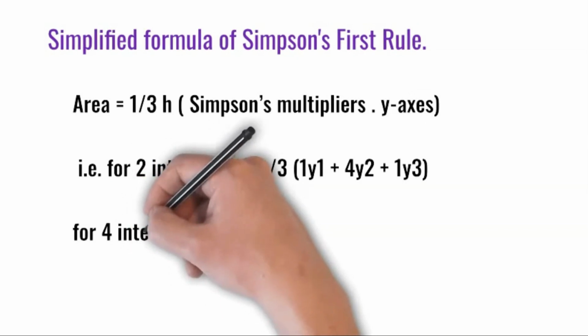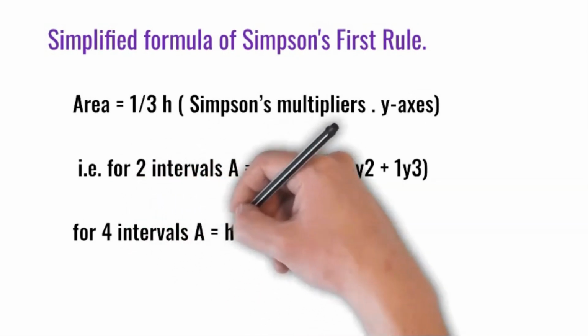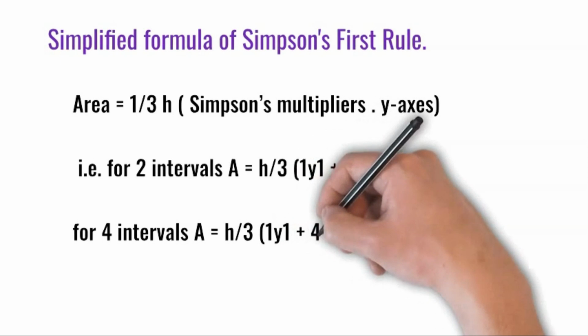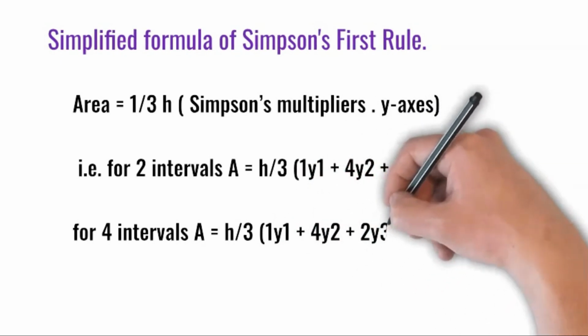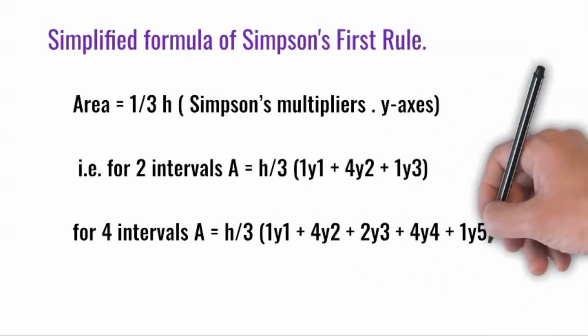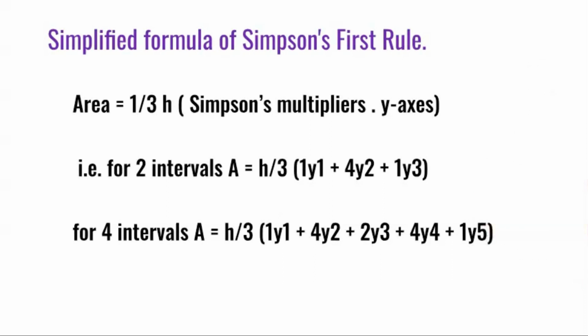For 4 intervals, area equals height divided by 3 multiplied by the sum of y1 plus 4 times y2 plus 2 times y3 plus 4 times y4 plus y5. You can also arrange the formula as area equals height multiplied by the sum of y1 plus 4 times y2 plus 2 times y3 plus 4 times y4 plus y5, and the product is divided by 3.